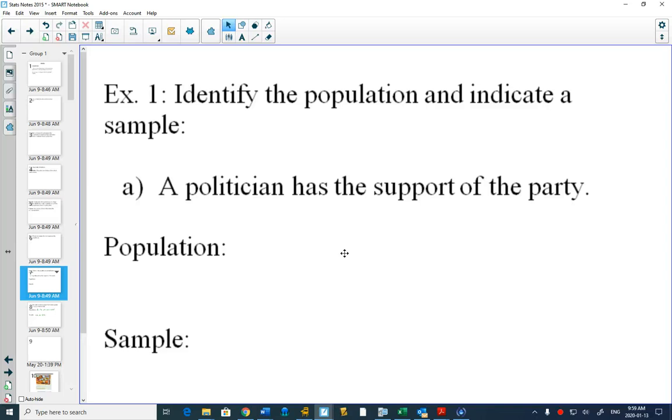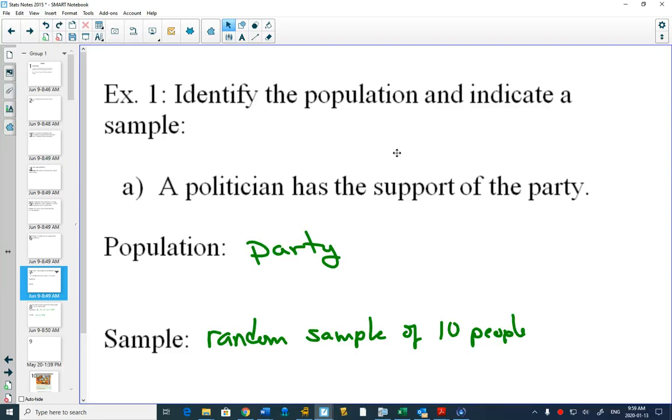But if you want to know if he has the support of his party, you have to ask his party. So the population in this case, and you can write it down, would be the party. If you wanted to take a sample, you could take a random sample. Maybe 10 people wouldn't quite be enough. Maybe I'd increase it to 100 people or 1,000 people. The bigger your sample, the closer your results will be to the actual thing.